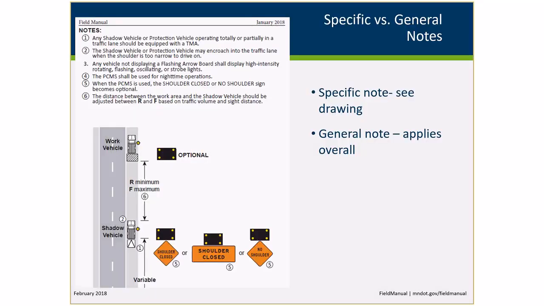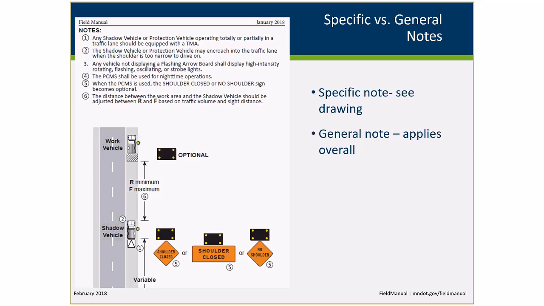One of the big changes that we made throughout the document, and we think this is a great change, is that we went to specific versus general notes. We previously had the notes listed by numbers, and some of the numbers were listed on the picture itself, but it wasn't clear which ones were specific and which were general. We now have standardized that. So a specific note, if it's got a circle around it, look to the drawing to see what that's actually referring to. A general note applies overall.